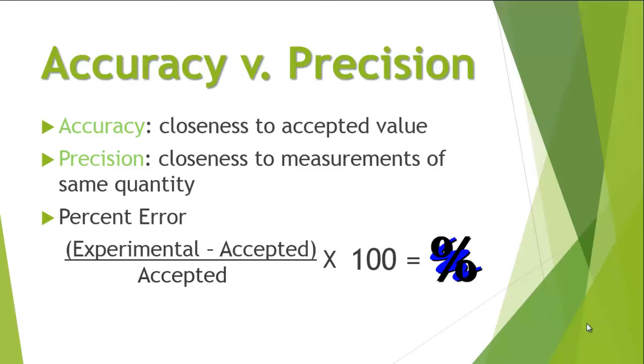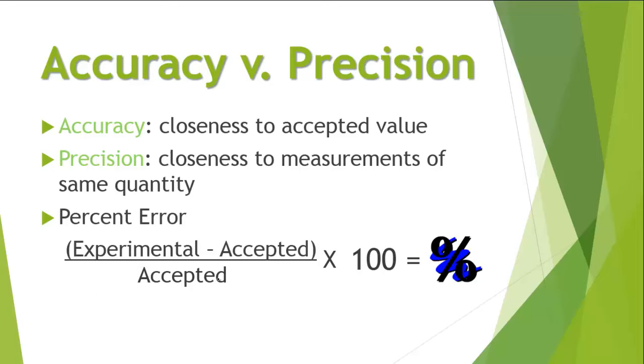We will often find out how accurate we are using percent error. So you're going to use your experimental error. This is what you actually get in the lab. Subtract that from the accepted value, and then we are going to divide that answer by an accepted value, and we multiply it by 100 because it is a percent.